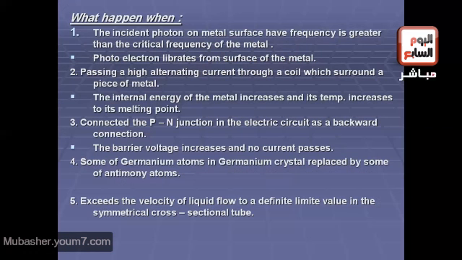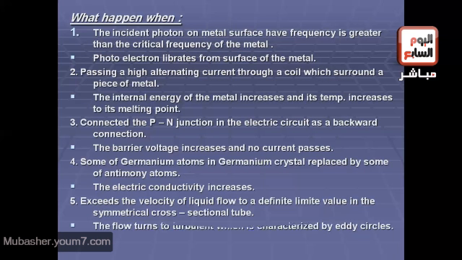Number 4, some germanium atoms in a germanium crystal are replaced by some antimony atoms. Yes, we increase the electrical conductivity of these semiconductors. That's right. Number 5, the velocity of liquid flow exceeds a definite limit value in a symmetrical cross-sectional tube. What will happen? Of course, the flow will change into turbulent flow, which is characterized by small eddy circles.